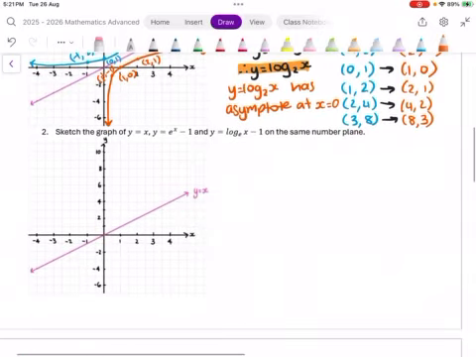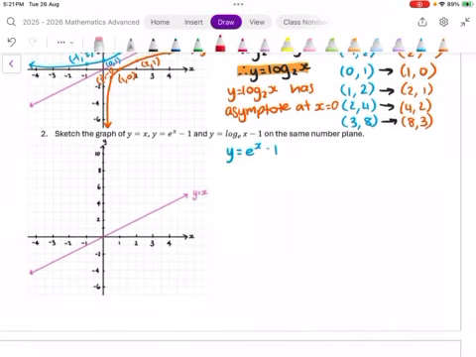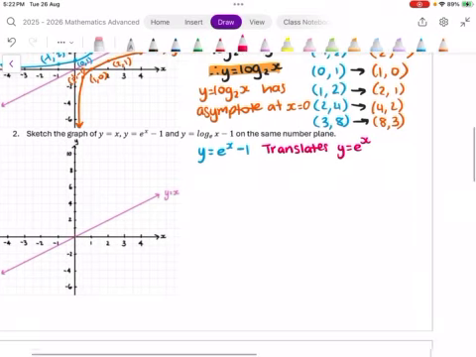The next example, we're going to sketch the graph of y equals x, which I've already done for you, and y equals e to the x minus 1, and y equals log base e of x minus 1. So if we look at our first one, y equals e to the x minus 1, it's translated. We're looking at our parent function, y equals e to the x, 1 unit down.